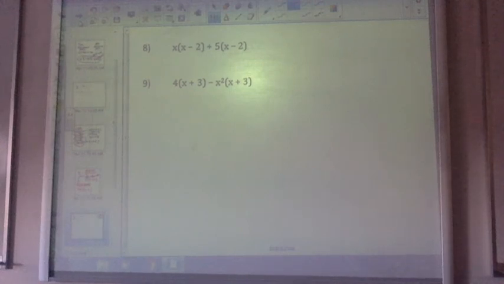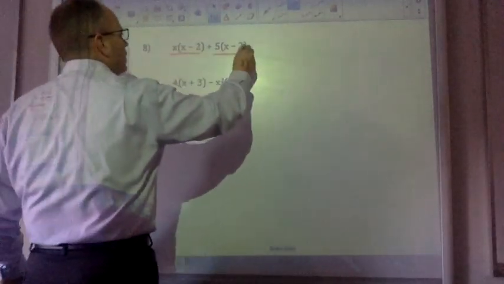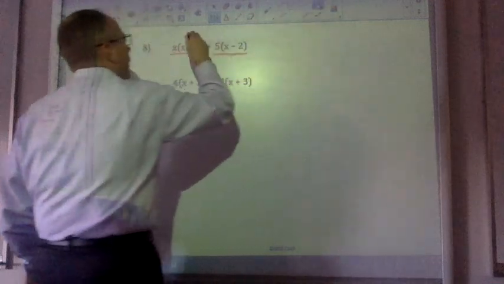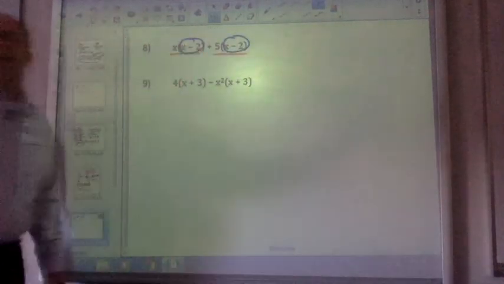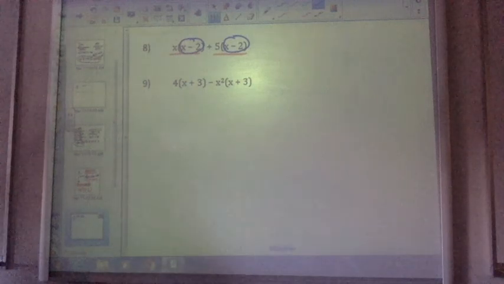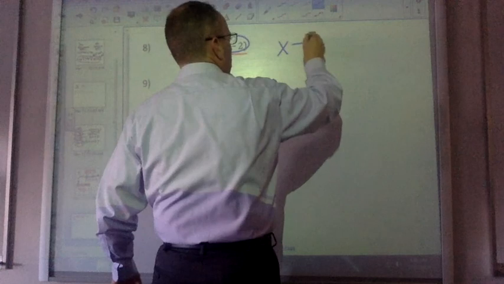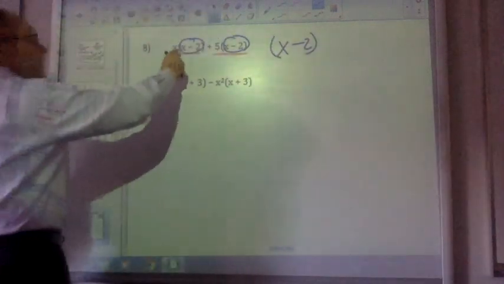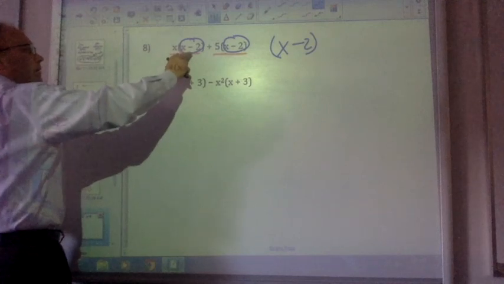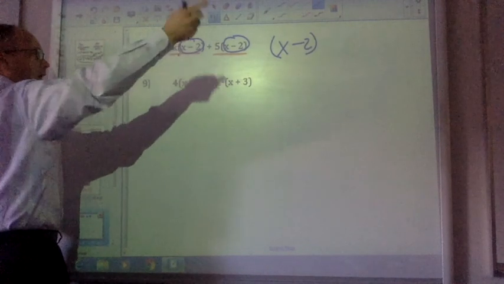Of the 2 terms, here's my first term and here's my second term. I have this and this. That's the exact same, agree? So I'm going to have x minus 2. A whole binomial is a factor. What do I have left if I factor out an x minus 2? It's going to be x plus 5 is the whole answer.